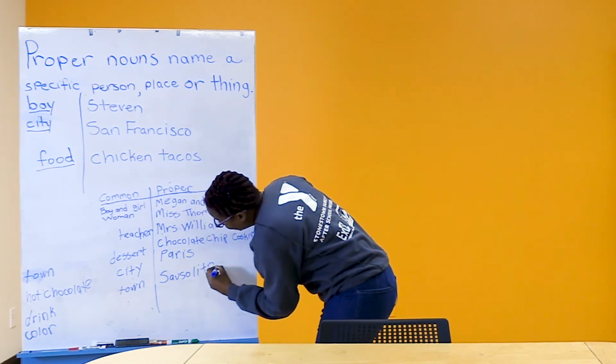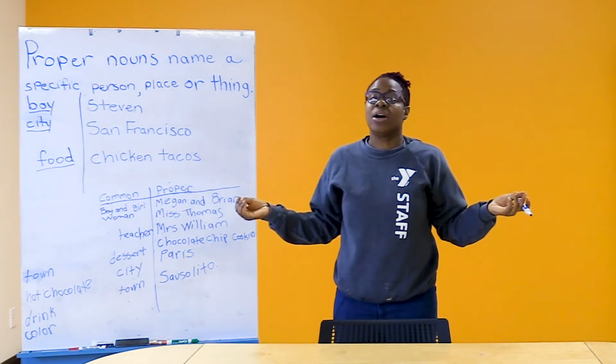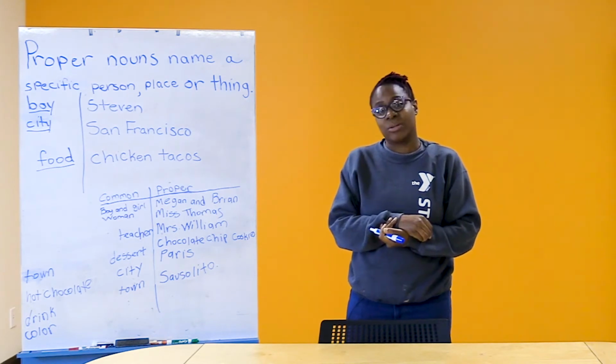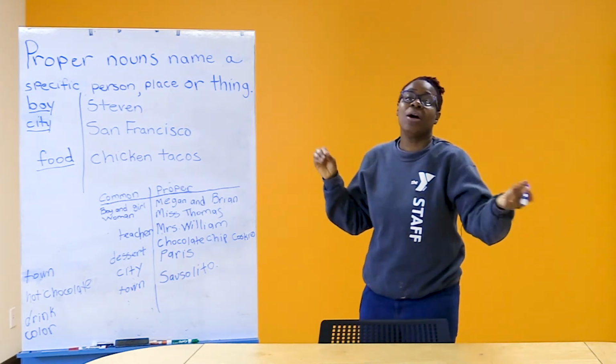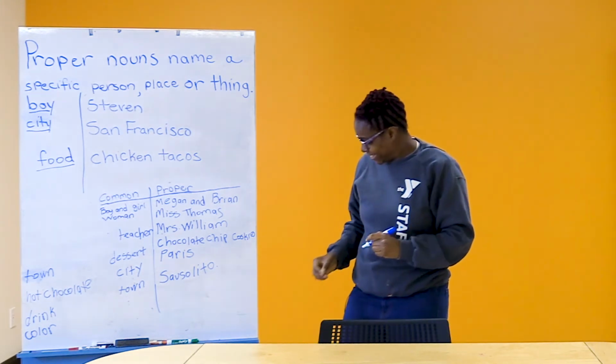Sausalito. Let's use that in the sentence. I grew up in a town called Sausalito, California. You can hear the common noun and a proper noun in that sentence. Let's move right along.